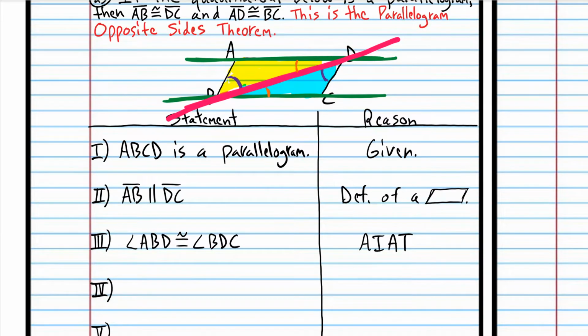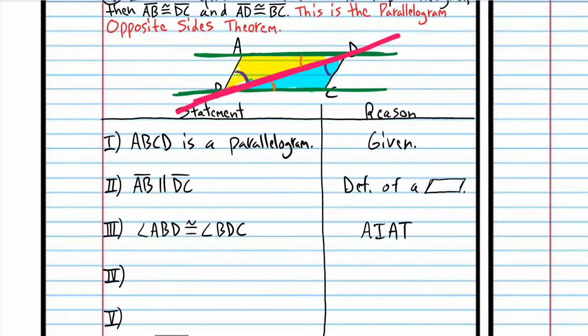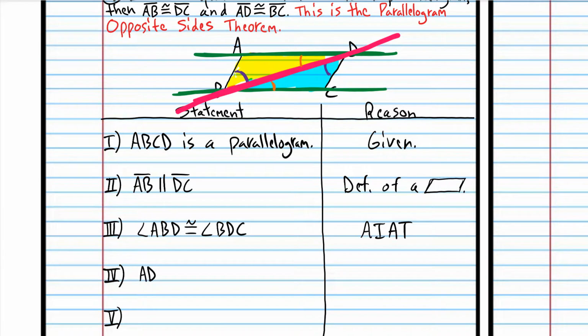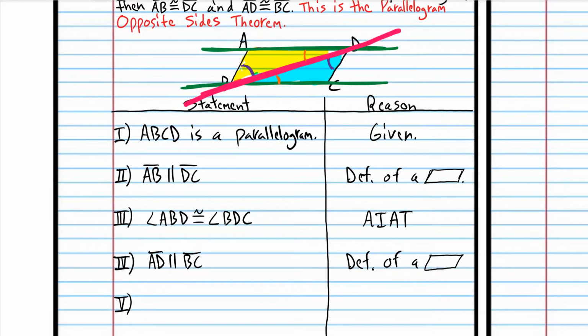So we can now say, based on the fact that AD is parallel to BC by, again, the definition of a parallelogram, we can say that angle ADB is congruent to angle CBD. And that's, again, the alternate interior angles theorem.